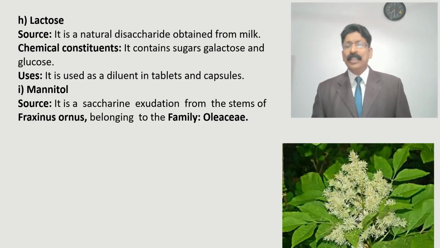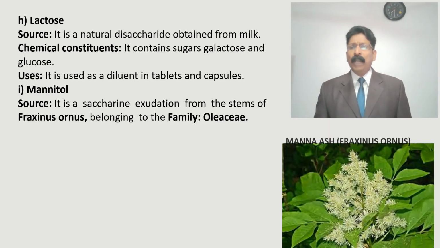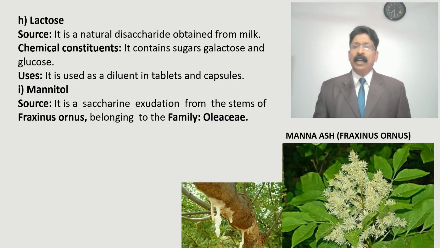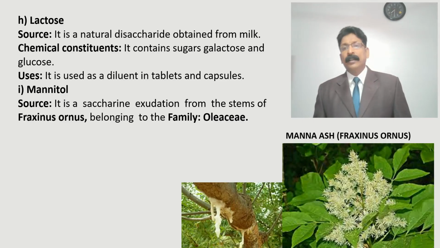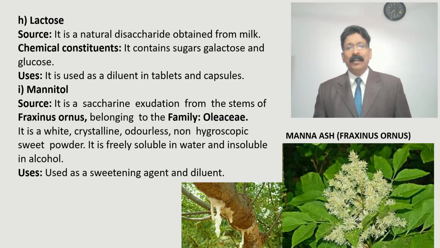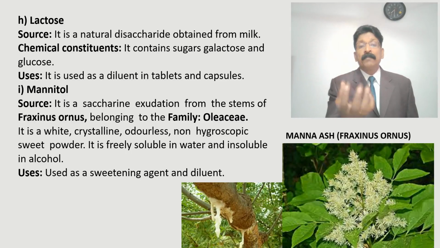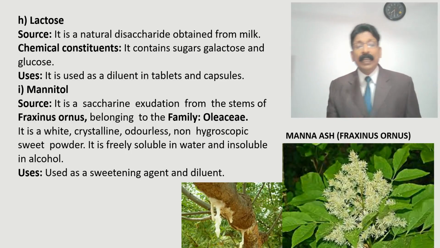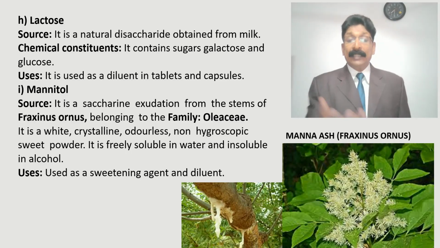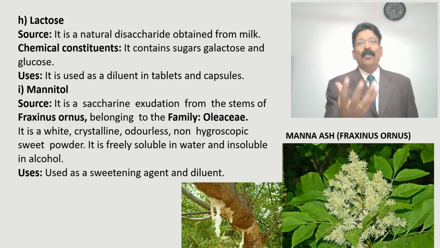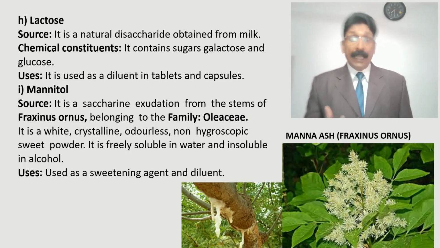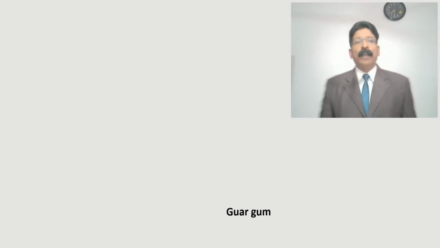You see the plant flower, it's available in our place also, manna ash, but very rare. Fraxinus ornus plant. You see the picture of the exudate which is coming from the stem, which is the side branch, used as a sweetening agent and as a diluent. Interesting to see that slight creamish color, white after purifying.